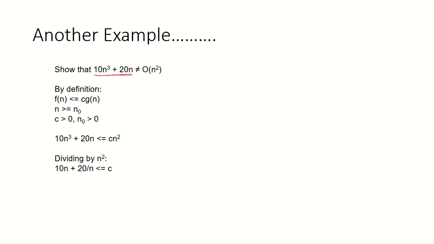Show that 10n cube plus 20n is not big O of n square. By definition, f(n) has to be less than or equal to C g(n). That means 10n cube plus 20n has to be less than or equal to C n square. If we divide both sides by n square, we get this equation: 10n plus 20 by n less than or equal to C. We will not be able to find a single value of C which will satisfy this inequality. So we can say that 10n cube plus 20n is not big O of n square.